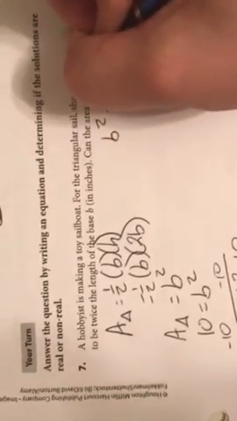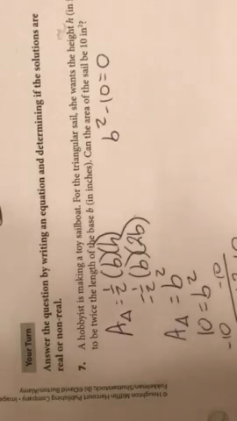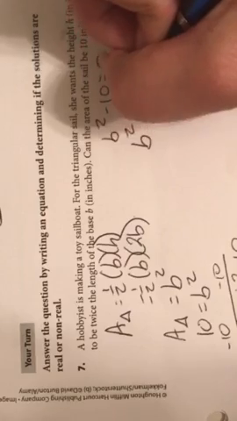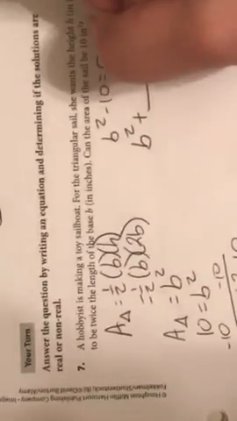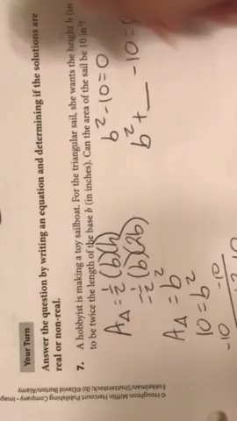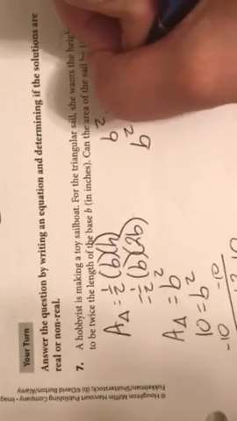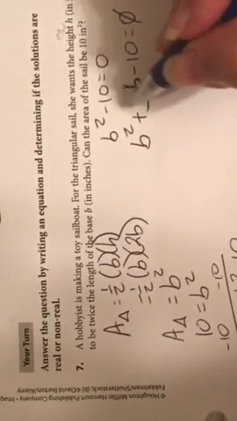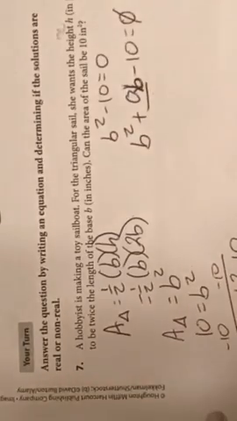Cool. So we need to get everything on one side. I'm going to subtract 10 from both sides, and we end up with 0 equals b squared minus 10. I'm going to rewrite that over here: b squared minus 10 equals 0. We don't have it in ax squared plus bx plus c, but I can get it there. B squared plus something minus 10 equals 0. We wanted a b here. What would make b invisible? What can I multiply b by to be invisible? That's a 0.